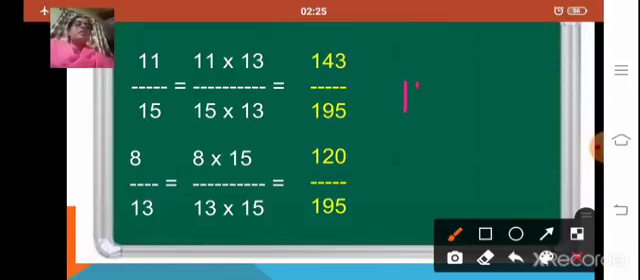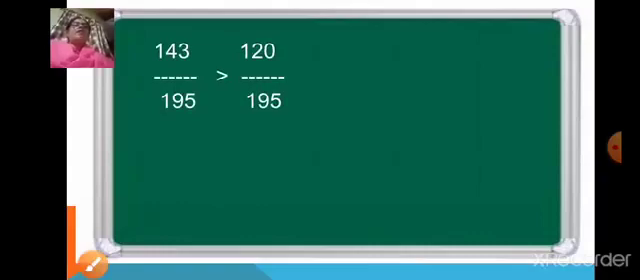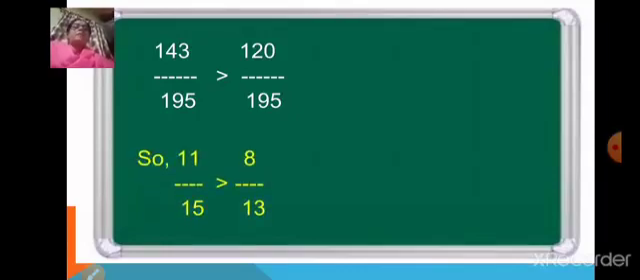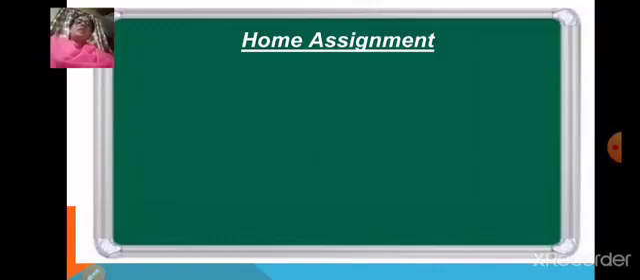Now you will compare. 143 is greater than 120. So compare the numerators, that is your third step. 143 upon 195 is greater than 120 upon 195. So that means your fraction 11 upon 15 is greater than 8 upon 13. Okay students, so once you know how to find the LCM, it is easy for you to solve the sums.